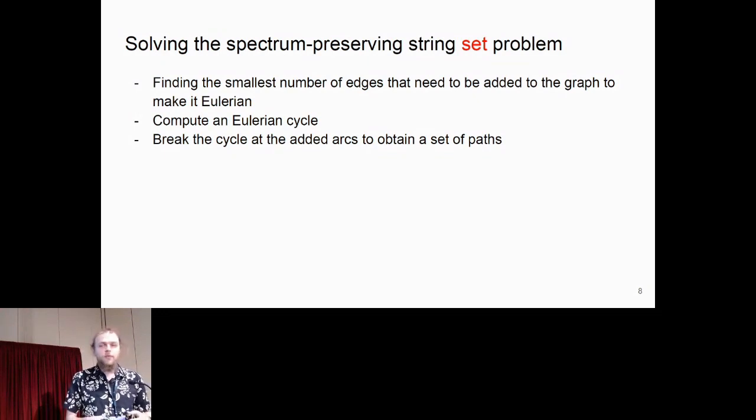So the algorithm goes like this. We find the smallest number of edges we need to add to the graph to make it Eulerian, to make it have an Eulerian path. This is quite easy to do. Then we compute an Eulerian cycle, and then we delete the edges we added, breaking the cycle. And we can prove quite easily this is the smallest possible path cover for the graph.